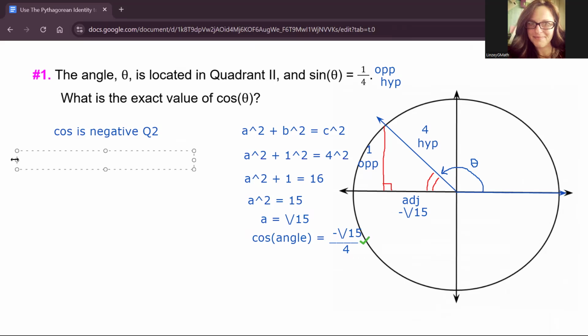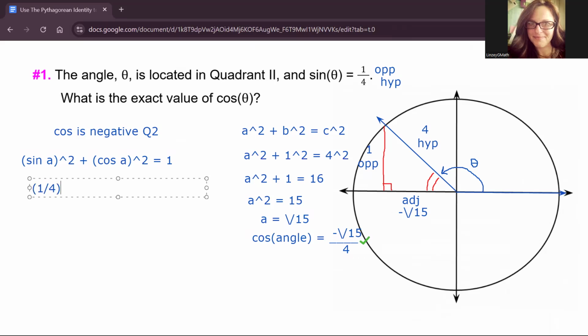We'll use our Pythagorean identity. And I'm going to write it: sine of our angle theta, angle A, squared, plus cosine of our angle A squared is equal to 1. Now we know sine of our angle is 1/4. So we get 1/4 squared plus cosine of our angle squared is equal to 1.